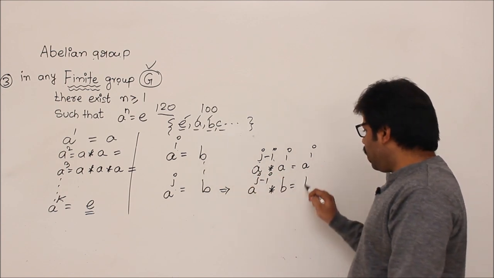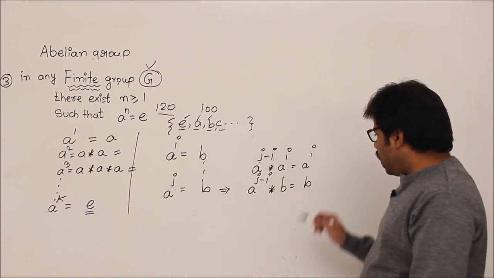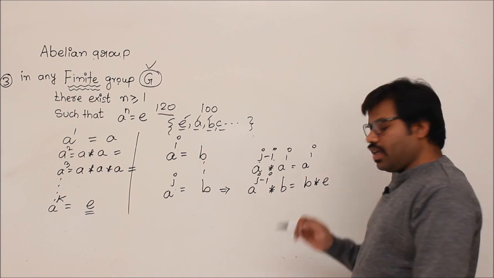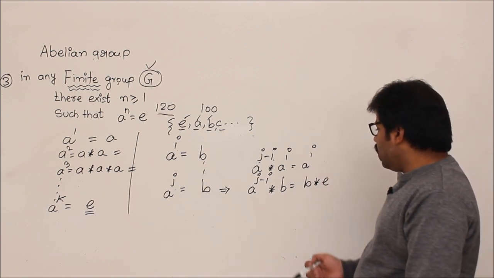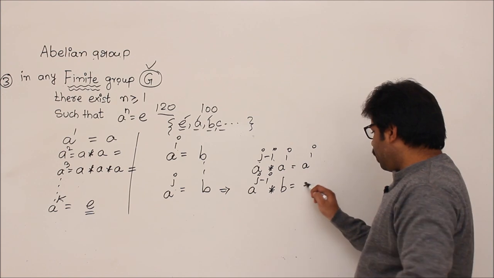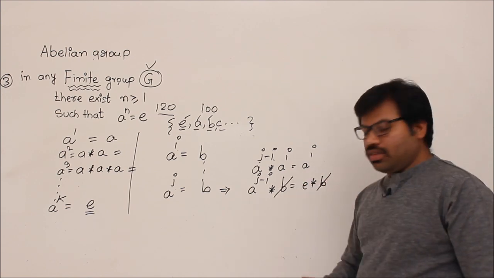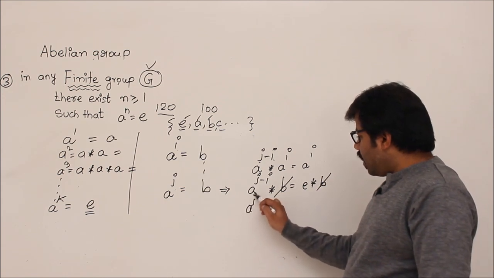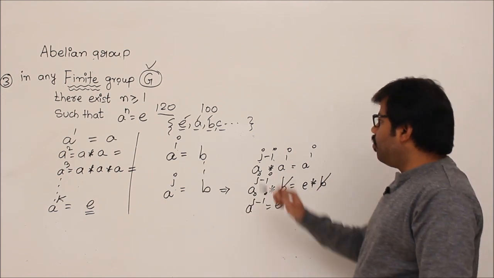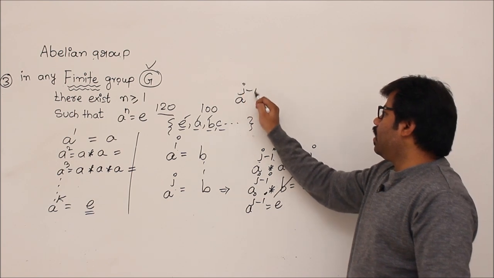What is A power i? B. Now you know right cancellation, correct? B can be written as B star e. Any wrong in this? No. Otherwise we write e star B, so that I can apply right cancellation. So A power j minus i equal to e. Remember it: A power j minus i equal to e.